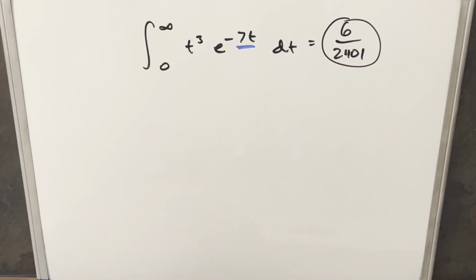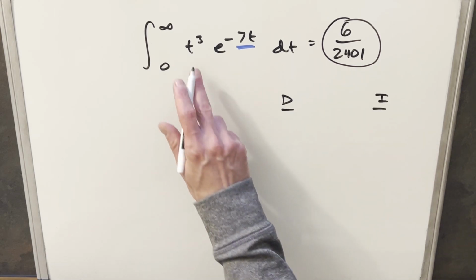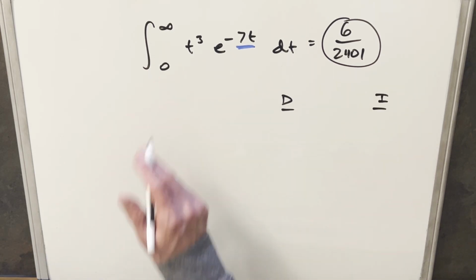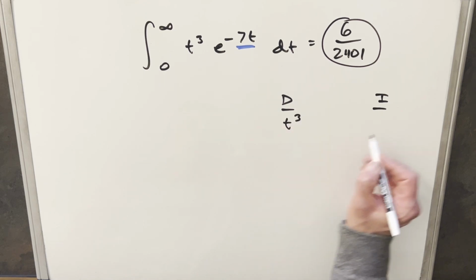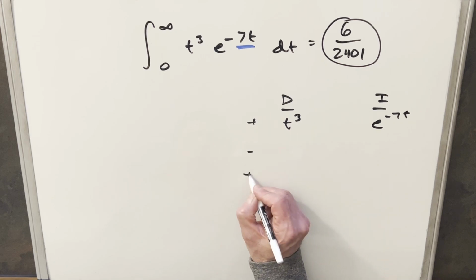Okay, now method number 2 for this is going to be the more straightforward method. It's probably the longest of the 3, but it's just going to be integration by parts. We'll do the DI method, or tabular integration. We'll split this up. I'm going to want to differentiate t cubed, that's going to reduce, and we'll integrate e to the minus 7t. And so we're going to need to do this multiple times.